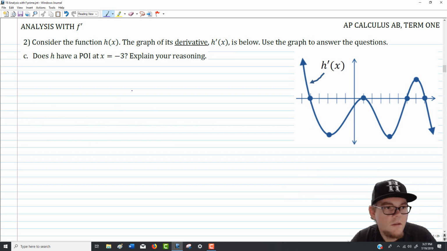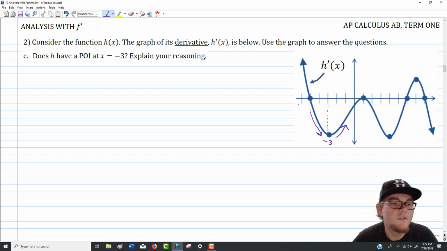Okay, question 2c. Does h have a point of inflection at x equals -3? Well, that's awfully suggestive. So explain your reasoning. So let's see, let's organize here and figure out where -3 is. Okay, so I'm going to assume this is at -3 right down here. So down there at -3, it looks like the graph of h prime changes from decreasing to increasing. And if h prime is changing from decreasing to increasing, that means the second derivative is changing from negative to positive. So in fact, the answer to this question is yes.